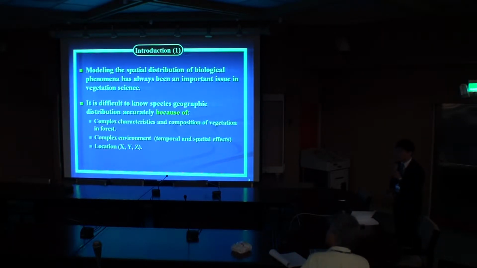At the beginning, modeling the spatial distribution of biological phenomena has always been an important issue in vegetation science. However, it's difficult to know species geographic distribution accurately, since it always suffers from the problems below: the complex characteristics of forests, the complex environment, accuracy of location, plus temporal and spatial interaction. Those problems always made modeling distribution over a big area a mission impossible in the past.